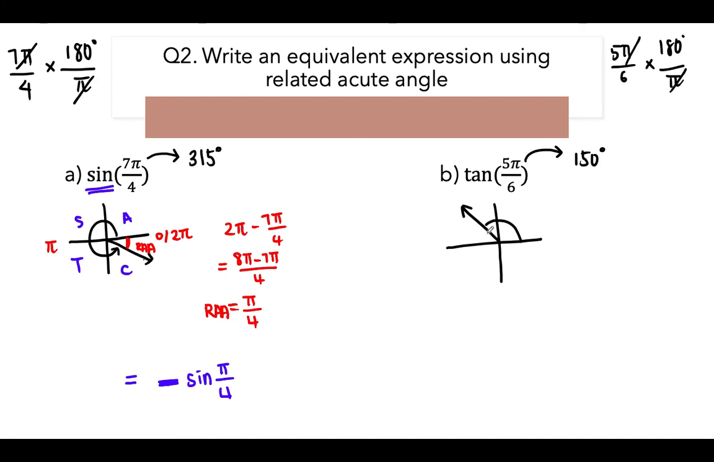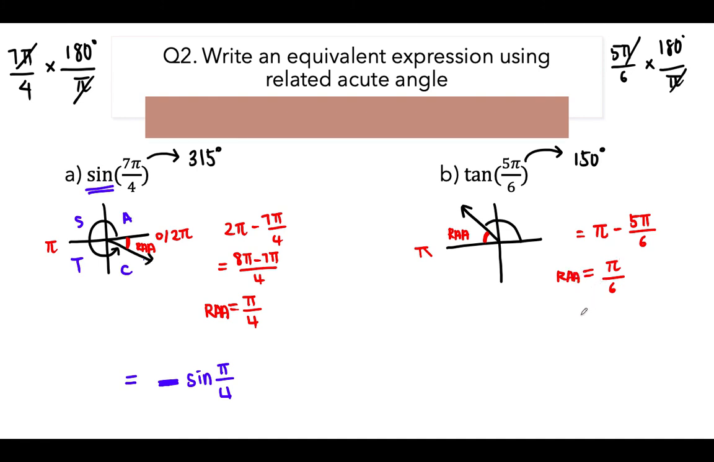So related acute is from the x-axis to my terminal arm. So that means I have to use pi. So I have to do pi minus 5 pi over 6, 180 degrees minus 150. So make the same denominator. I'm going to get 6 pi over 6 minus 5 pi over 6, so it's 1 pi over 6. That is my related acute.